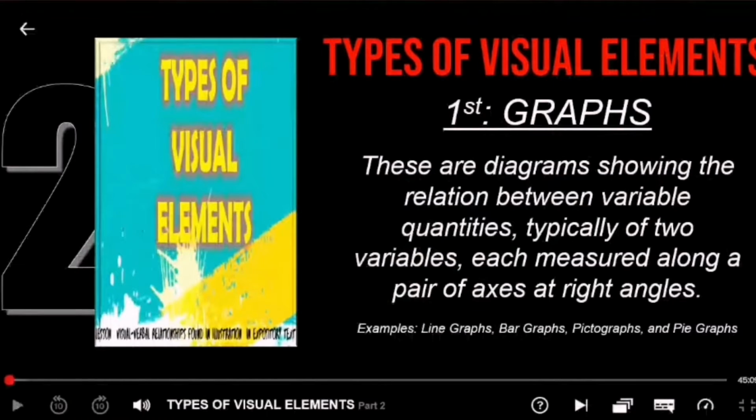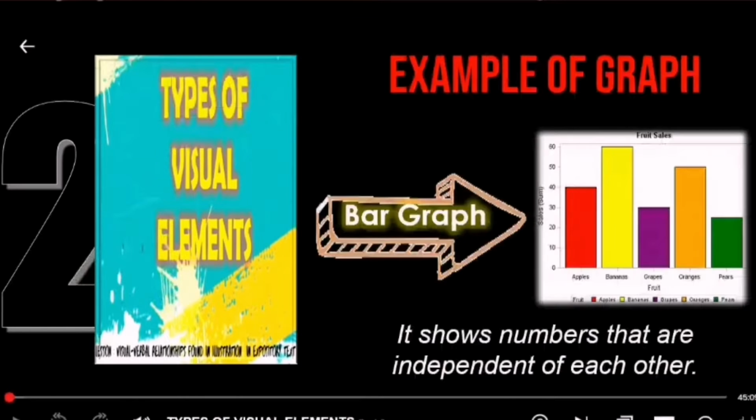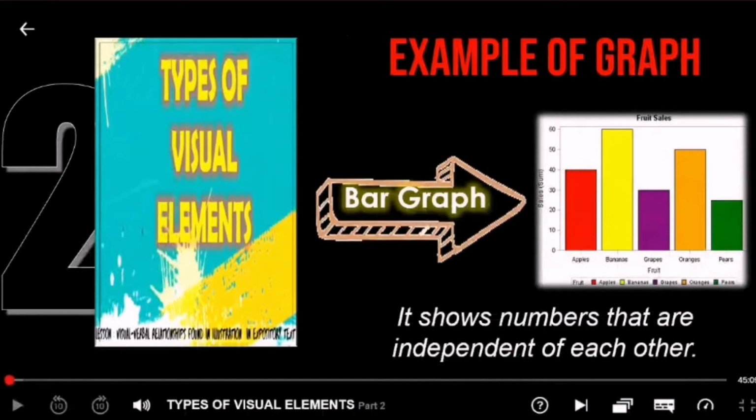First, we have here the graphs. These are diagrams showing the relation between variable quantities, typically of 2 variables, each measured along a pair of axes at right angles. And here are the 4 examples of graphs. We have here first the bar graph. It shows numbers that are independent of each other.